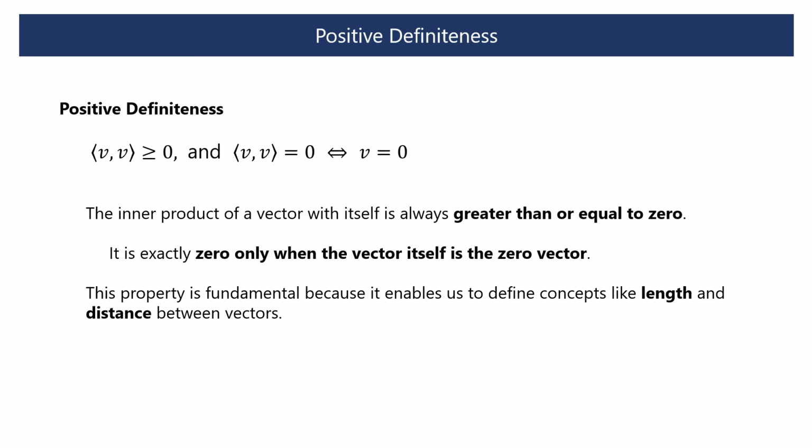Now, let's go on to the third property, positive definiteness. This property can be expressed in this way. It says the inner product of a vector with itself is always greater than or equal to 0. It is exactly 0 only when the vector itself is the 0 vector. This property is fundamental because it enables us to define concepts like length and distance between vectors.